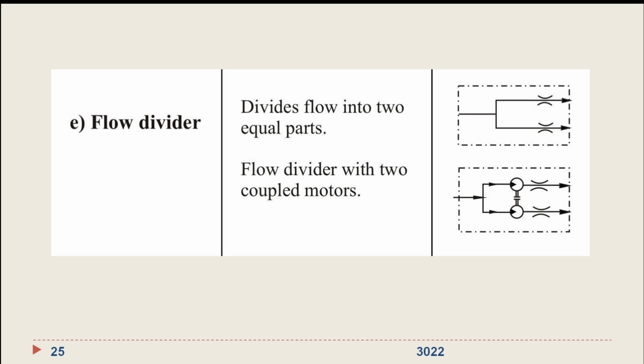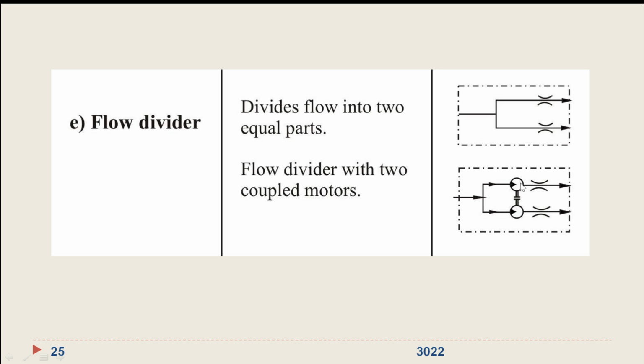Now coming to the flow divider, if you want to show the flow is divided from a line to two different lines, you have to show like this. A flow divider with valves is shown like this. A flow divider with two coupled motors. You know this simple horizontal line here with a narrow opening shows the coupling, right? So flow divider with two coupled motors.